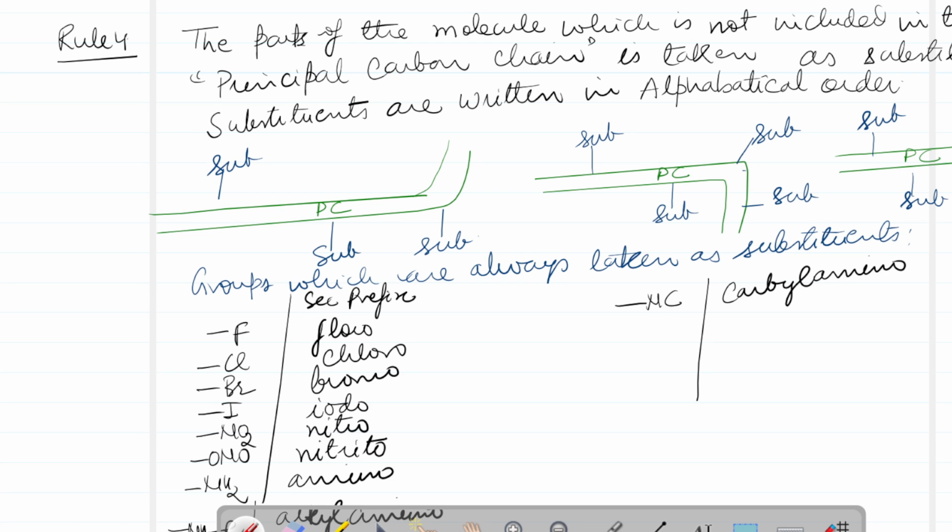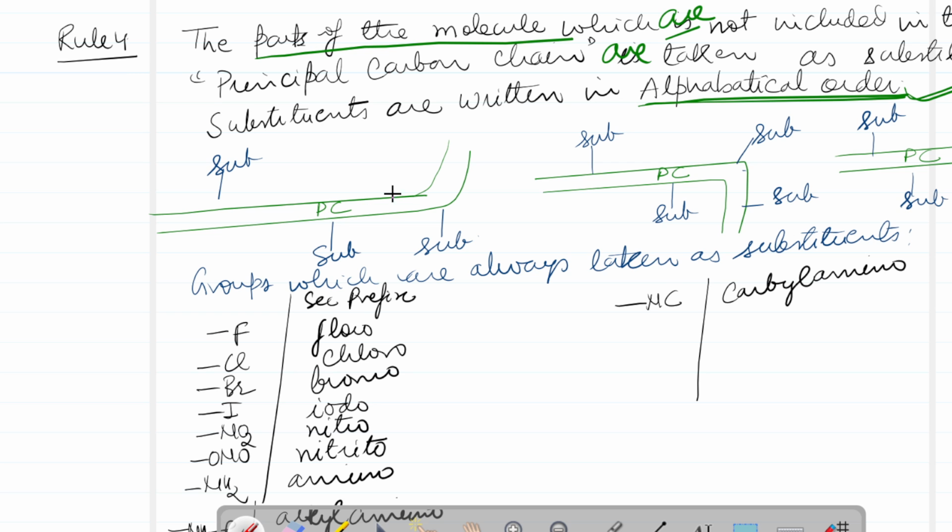Rule 4. The parts of the molecule which are not included in the principal carbon chain are taken as substituents. That I have discussed. And the substituents are written in alphabetical order. It is not that if a substituent's location is second and another's is third, you write the second location substituent first. No, no, no, you need to write the substituents in alphabetical order, right?